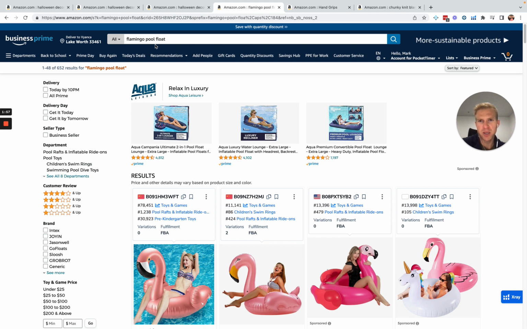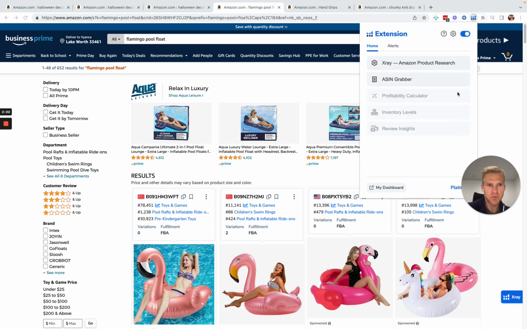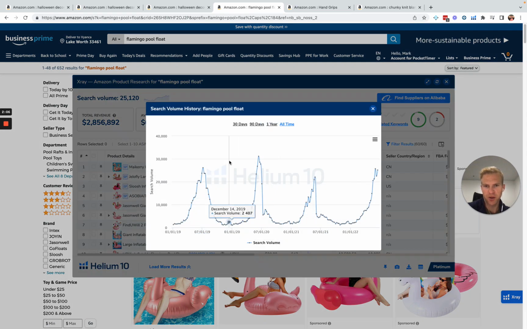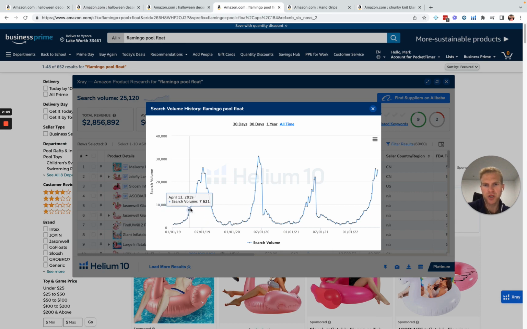Same thing with this flamingo pool float. If we open up Helium-10, and let's look at the search volume there. Okay, same thing. It looks like it starts to peak beginning of May, and then it starts to drop off towards end of August, and then the rest of the year it's pretty low. Okay, even during Christmas time, and then it starts to peak during the summer, drop low, peak, drop low. Okay, so we don't really want products that are going to jump up super high and then go back down. That's just not consistent.